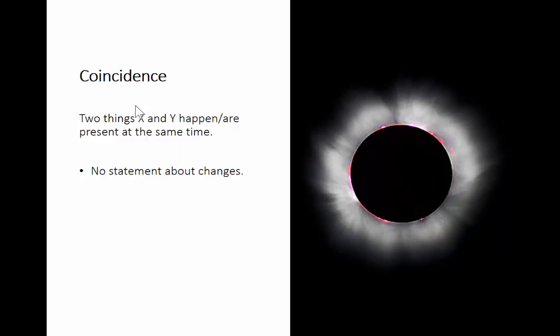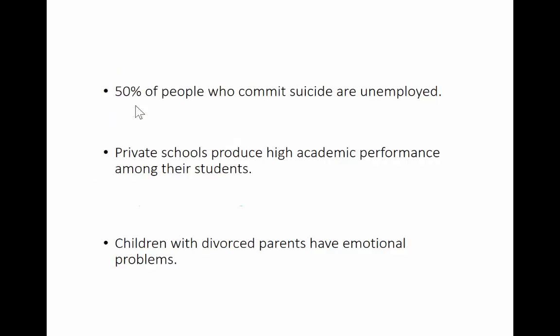That was sort of the important thing in this statement I had about the 50%. So here I have the statement again: 50% of people who commit suicide are unemployed. Another statement, private schools produce high academic performance among their students. Or the third one, children with divorced parents have emotional problems. All of these three statements, they don't tell you very much. They don't tell you very much at all, unless you combine it with some additional knowledge that you have, right?